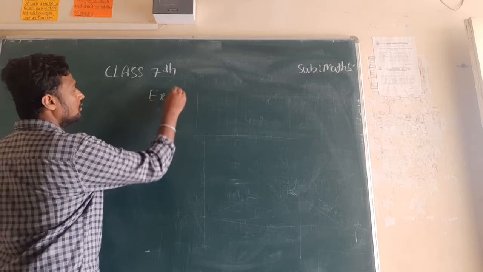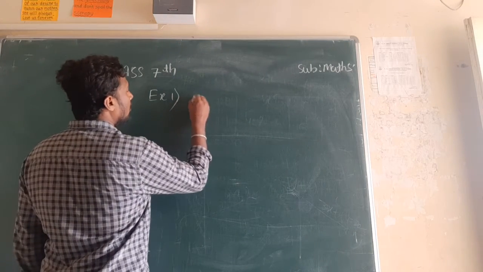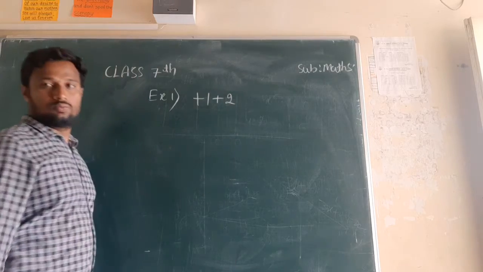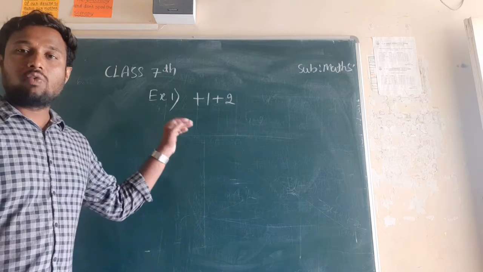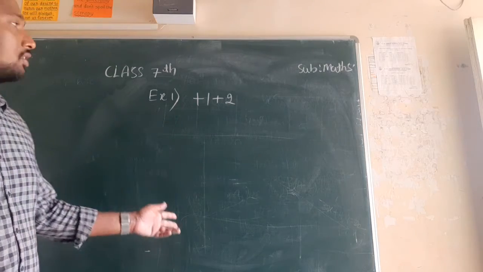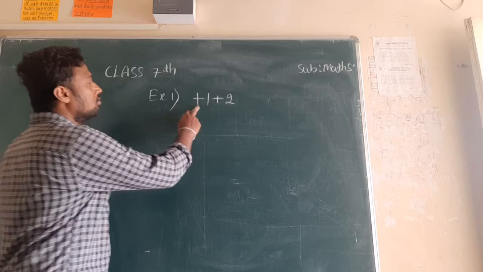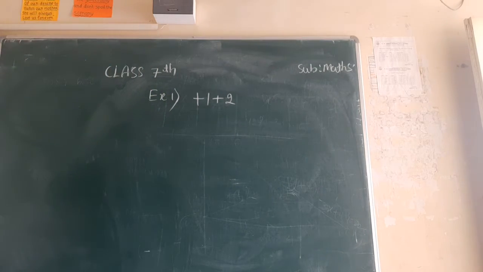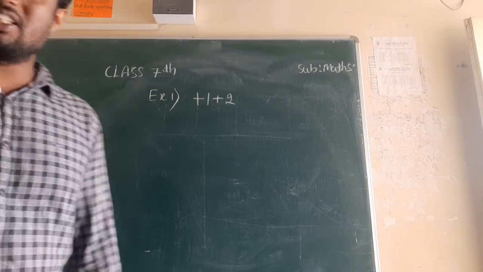So first I will start with example 1. First I will start with plus 1 plus 2. Now I will consider smaller numbers only, because I want to compare this answer with the number line, whether I will get the right answer in both conditions. So here plus 1 plus 2 we have. What we will get: plus into plus means plus only.